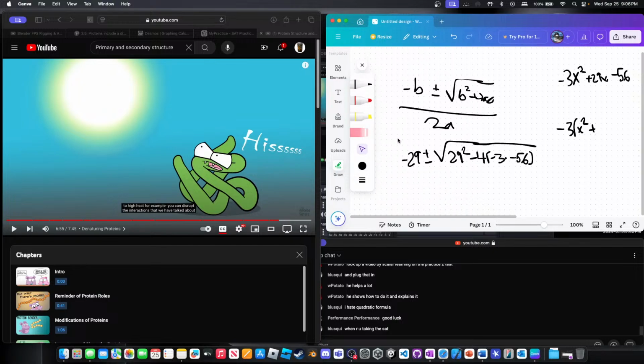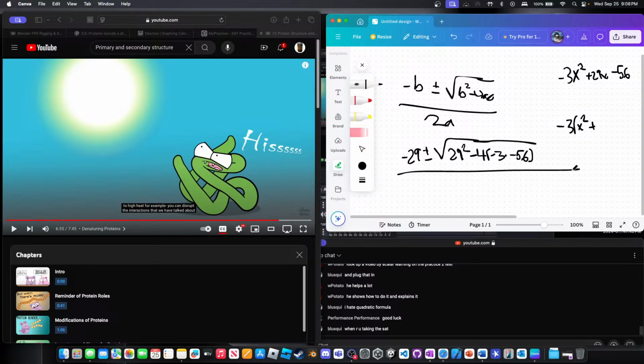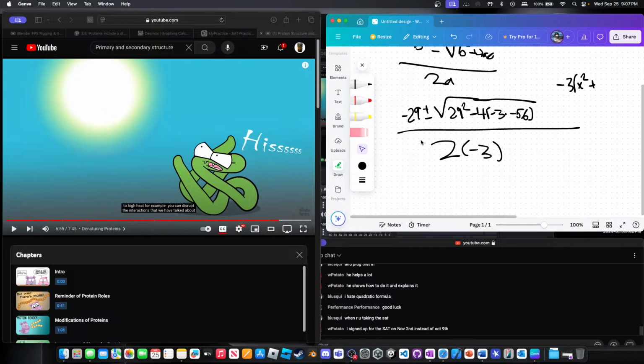October 5th is when I'm taking it. I have to absolutely study the hell out of this. So negative 3. There we go. And then just solve it. I'm actually gonna do this on paper. I cannot do this. I have to do it on paper, guys. This is actually a waste of time.